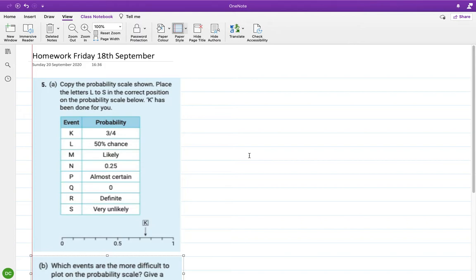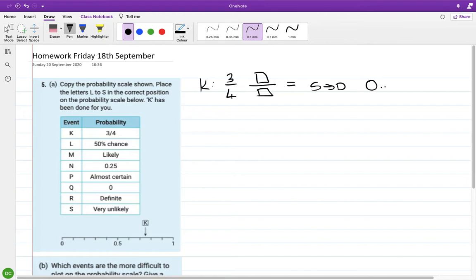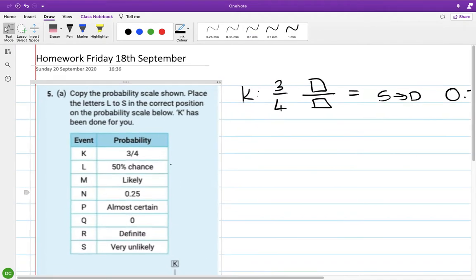Copy the probability scale shown and place the letters L to S in the correct position in the probability scale below. Okay, so the first one is 3/4. So for K, which is 3/4, use the fraction button on your calculator to type in the 3/4. When you press equals, it will just leave it as a fraction. To turn it into a decimal, you press the S-D button and you should get 0.75.